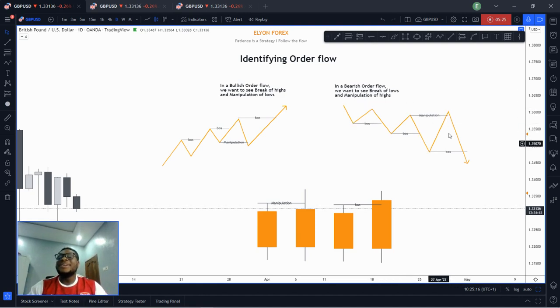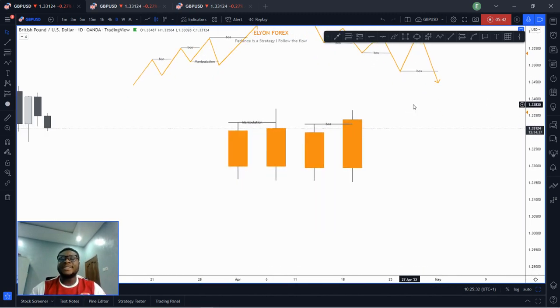Okay, so that is how to identify a bullish and a bearish order flow. I know it might be complex for some of us that are not aware or that do not understand this concept prior to watching this video, but I will try my best as much as possible to break it down. So now, I know you are already wondering, what is the difference between a manipulation and a break of structure? How do I identify a manipulation from a break of structure? How do I distinguish them? I know you have lots of questions concerning that. So now I want us to pay attention because this is where it gets interesting.